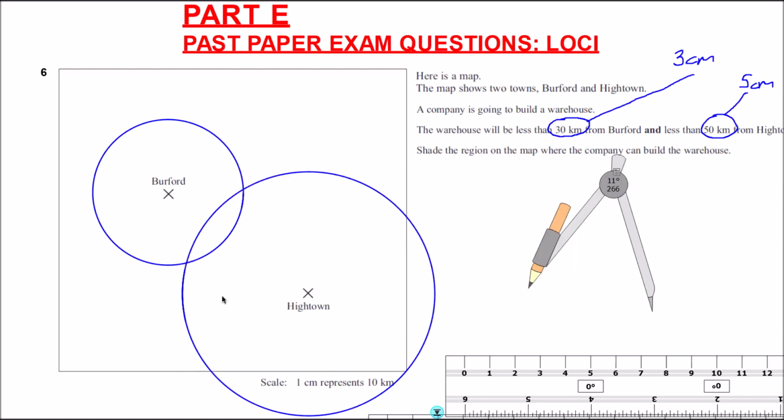And so the warehouse needs to be within the big circle and within the small circle. And the only way it can be within both of those circles is where those circles overlap. And so the region we want to put in here is going to be the region in between the circles, this bit here. And so that yellow bit is the region which is where the warehouse can be built. And so that's all we needed to do for question 6.